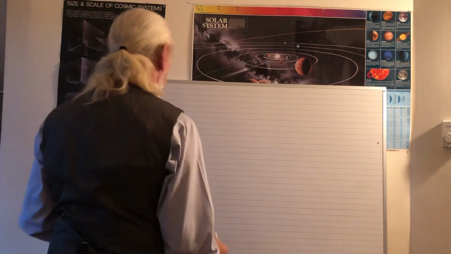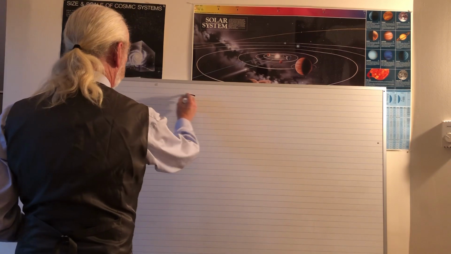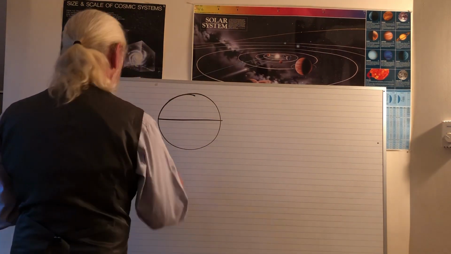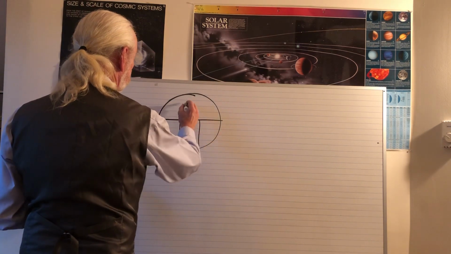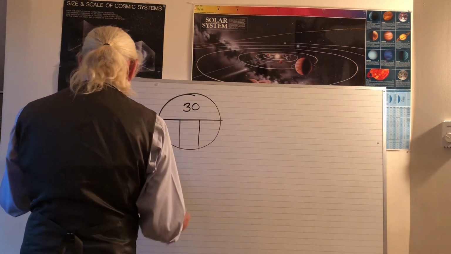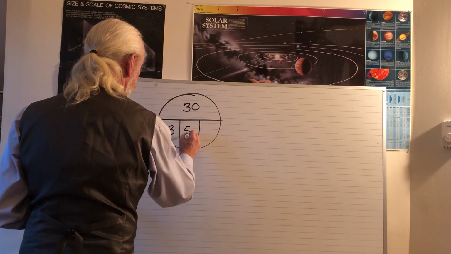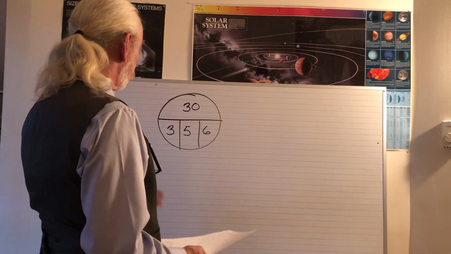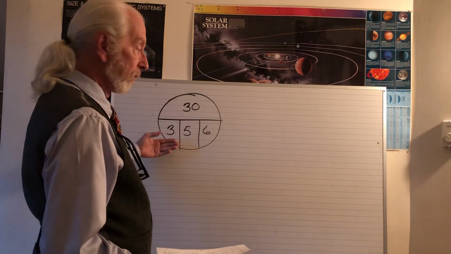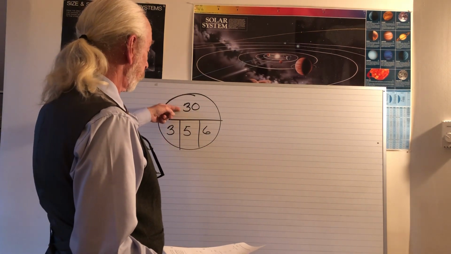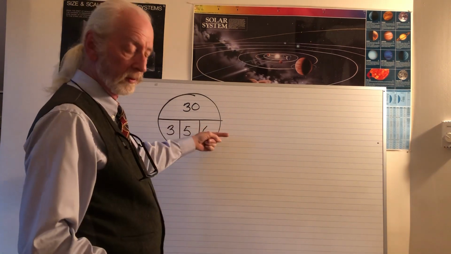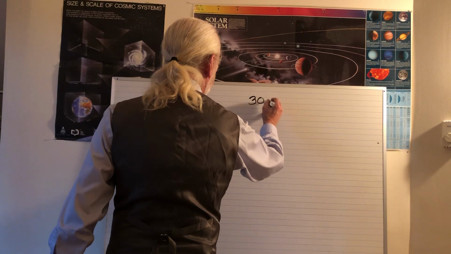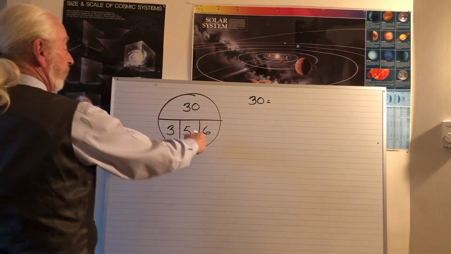In this next example, remember, this is all multiplication on the bottom row. Whatever's on the top row is equal to the bottom row, all multiplied. So, 30 equals 3 times 5 times 6.